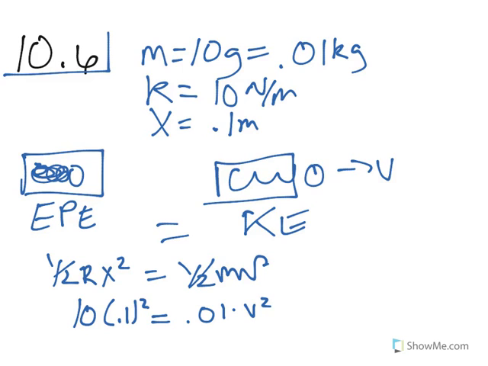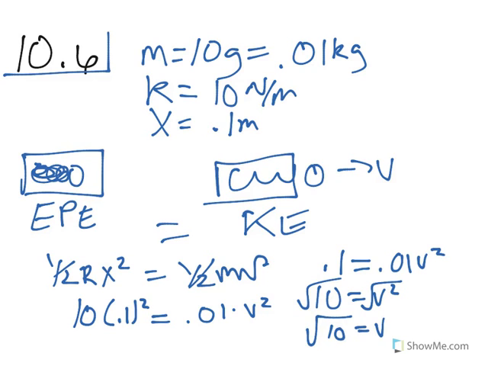So we solve for this, and we would get 0.1 equals 0.01 v squared, or 10 is equal to v squared. Taking the square root, the answer ends up being the square root of 10 equals v. In case you did this, the square root of 10 is 3.16. So it would be 3.16 meters per second as it came out of the gun. All right, next one.